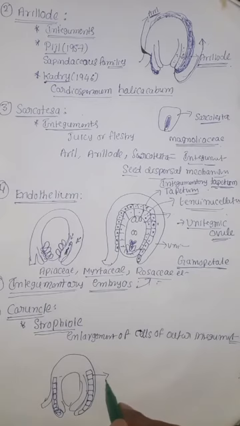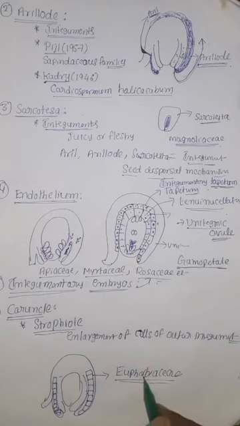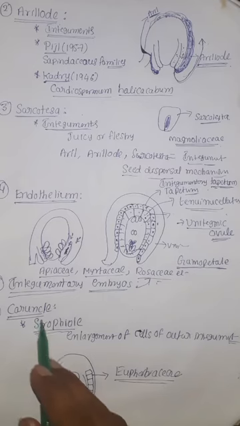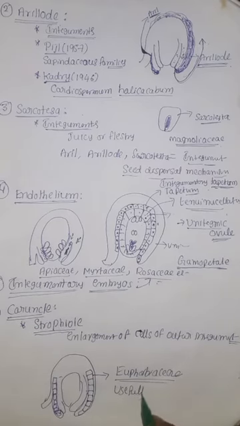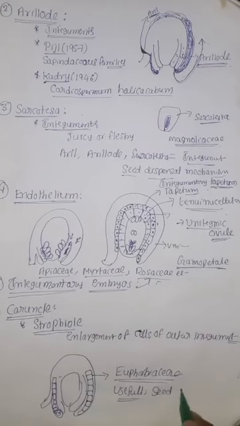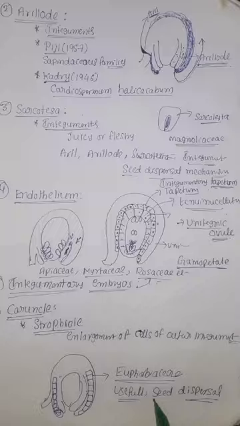It is a very common phenomenon in the family Euphorbiaceae. In the family Euphorbiaceae, we can see caruncle or strophiole. It is useful for seed dispersal.